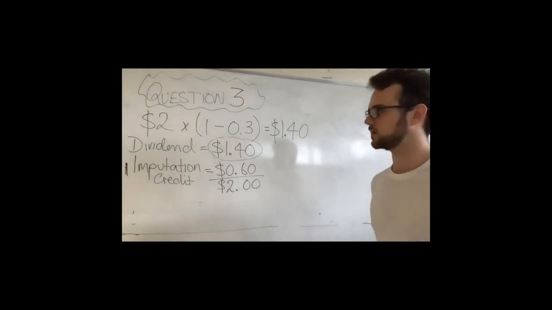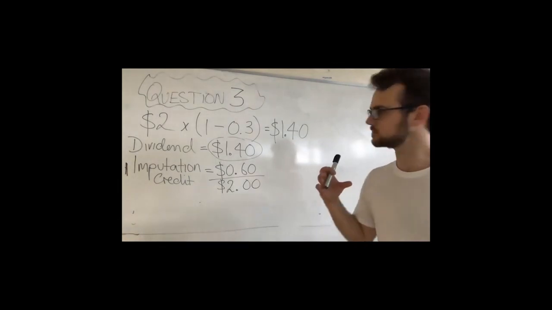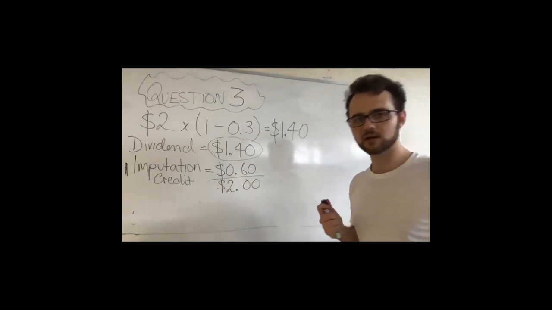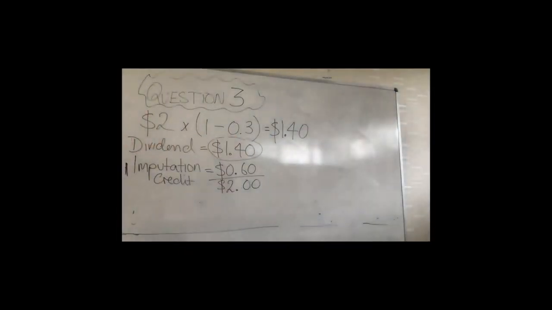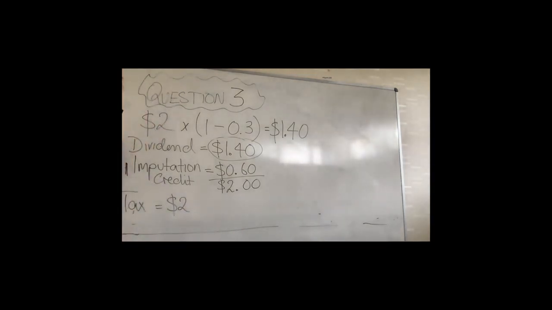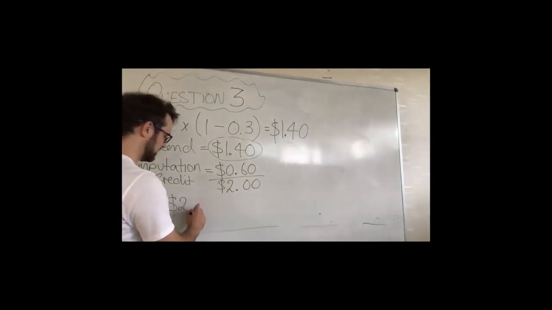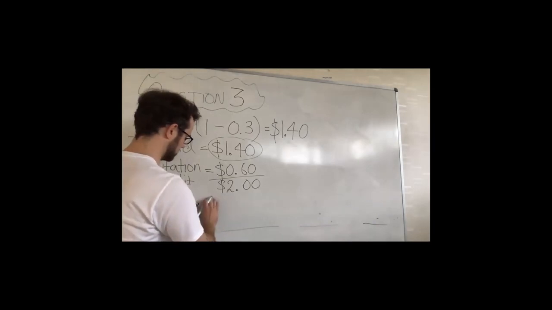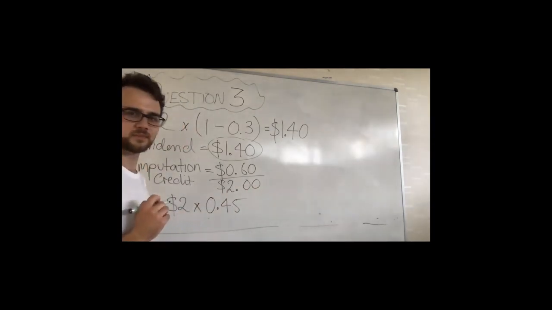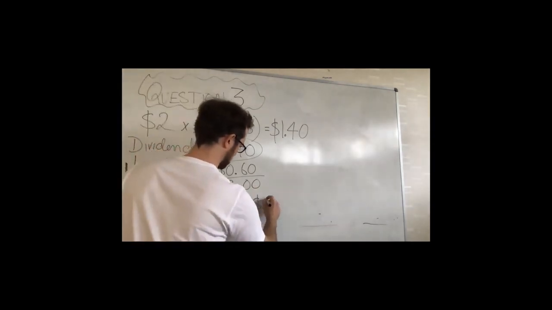So you can see that this question starts off in exactly the same way. There's no difference here. But when we come to calculate the amount of tax we should pay, our tax rate now is 45%. So the tax that we should pay on, I shouldn't say $2 earning per share, I should say the grossed up amount of the dividend and the imputation credit, is 90 cents.